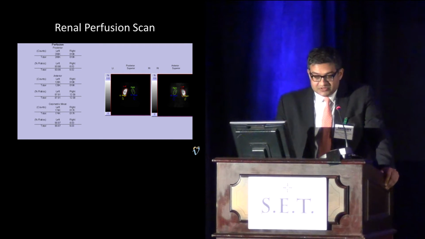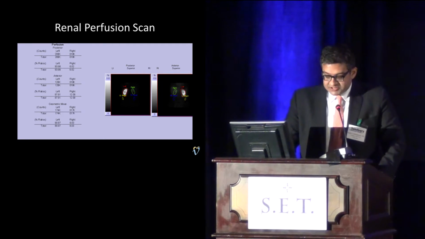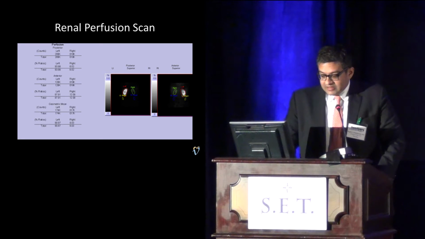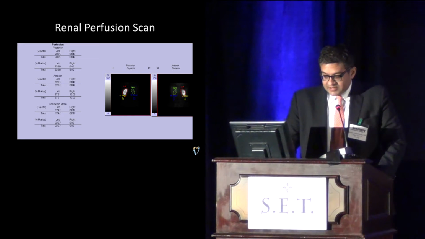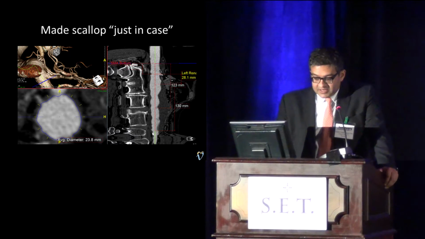In patients like this, we do obtain nuclear medicine scans, and this one showed he only had 9% function of his right kidney. So we deferred treating this right kidney. Of note, he had about 30 millimeters of seal from the fenestration of the left renal artery to the SMA. However, I made a scallop just in case, given the angulation of his anatomy. And you can see it lands right below the SMA in the top left corner.